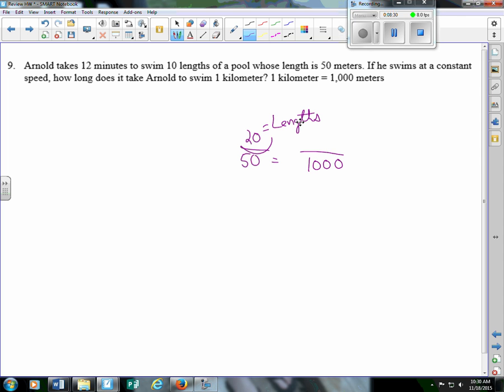Okay, but now we come back to here. It says 12 minutes to swim 10 lengths. So we have 12 minutes, 10 lengths, and we're trying to get to 20 lengths. So that means we would multiply this by 2, multiply this by 2, and we get 24 minutes. And our answer is 24 minutes.